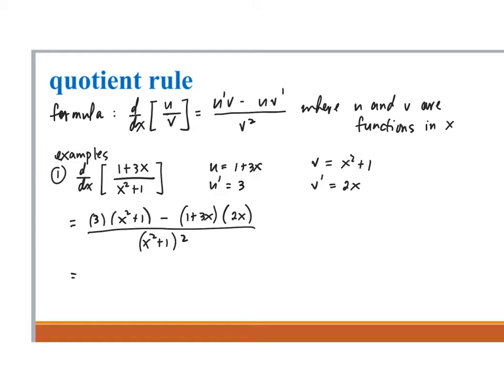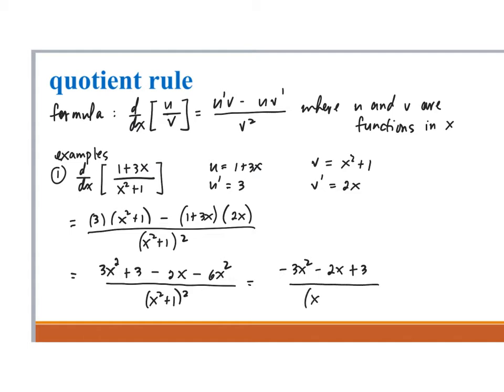But we sure can clean up the numerator a little bit, so it will be 3x squared plus 3 minus 2x minus 6x squared all over x squared plus 1 squared. Simplify it a little bit more as negative 3x squared minus 2x plus 3 all over x squared plus 1, and you can keep your answer that way.